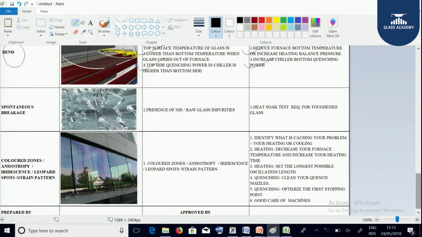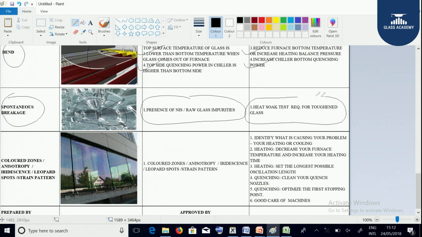The next defect we are going to get in tempered glass is spontaneous breakage. That is, you can find a double D pattern at the breakage point, and the reason being, you can see here, one of the impurities added to the glass. This is because of the presence of NiS or raw glass material impurities. We can overcome this issue with the help of the heat soak test that is applicable for all toughened glasses.